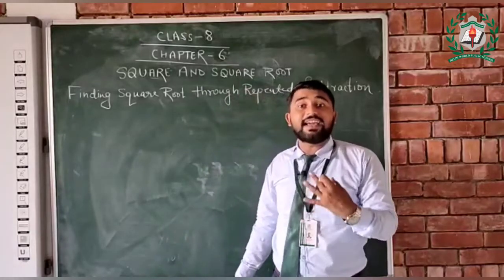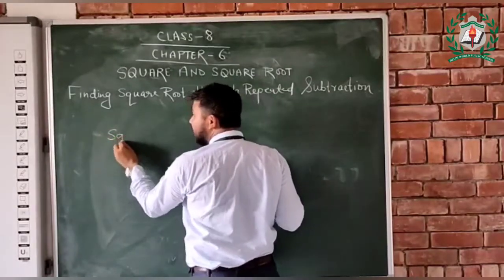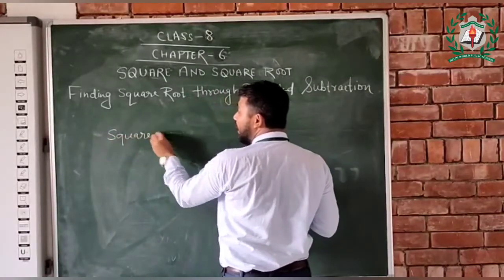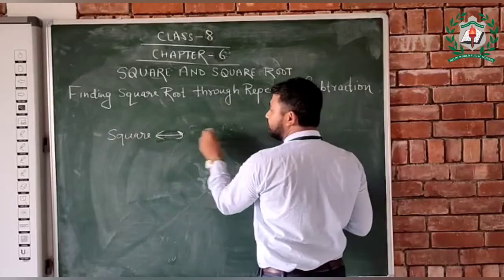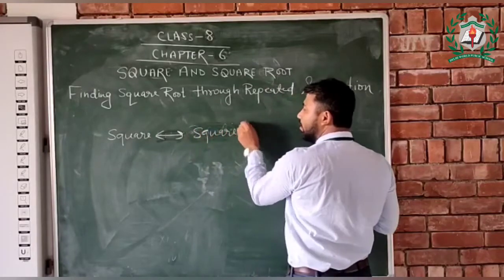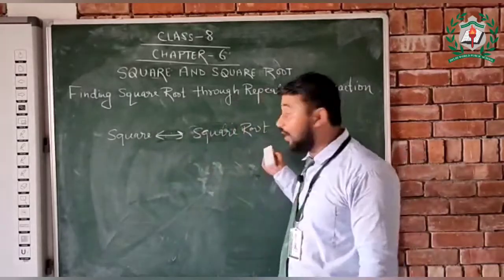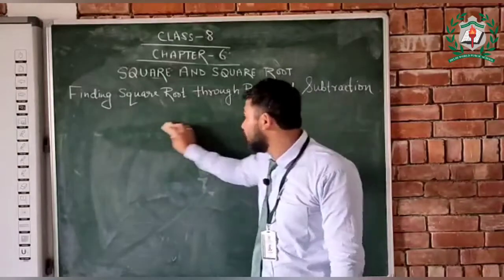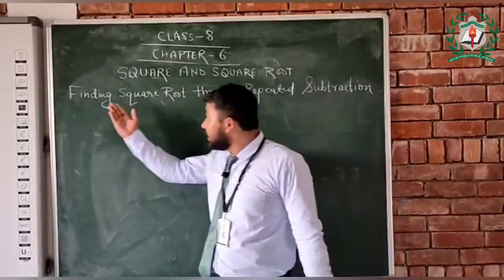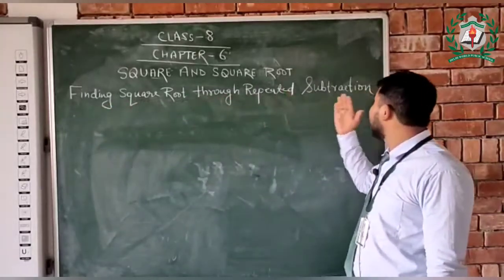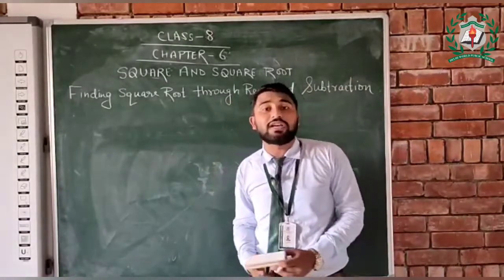Square root कैसे find करेंगे? आज हम वो learn करेंगे. I have told you before that square and square root are just relative to each other, but there is a different procedure for finding the square root of any number. Students, बहुत अलग अलग तरीके हैं square root find करने के. जैसे finding square root through repeated subtraction. इसका मतलब क्या है कि repeated subtraction करेंगे तो square root कैसे find करेंगे.